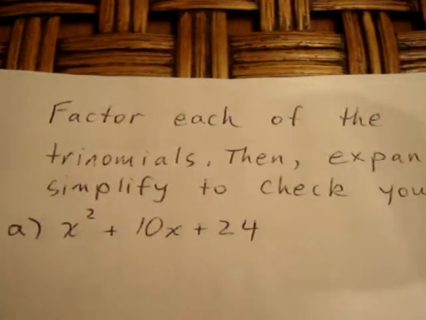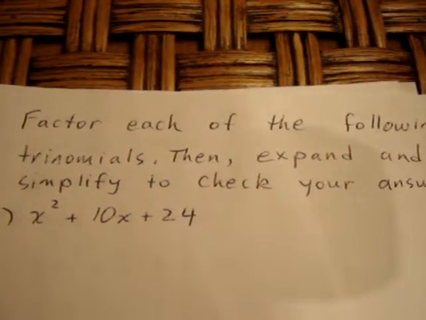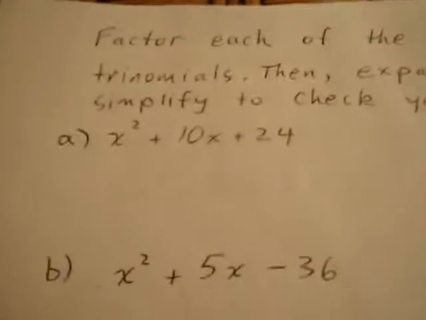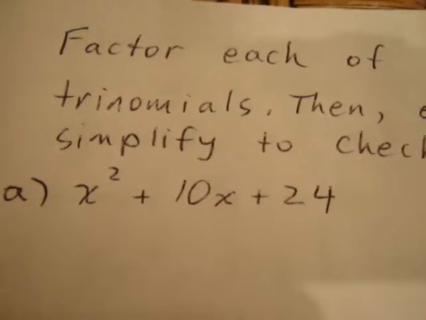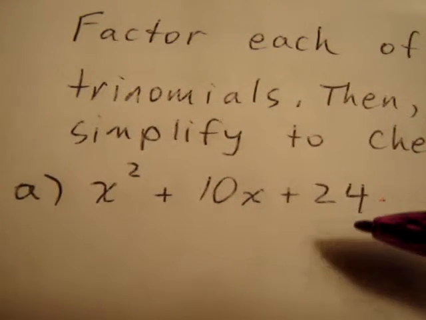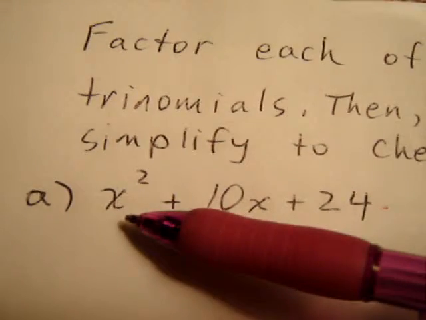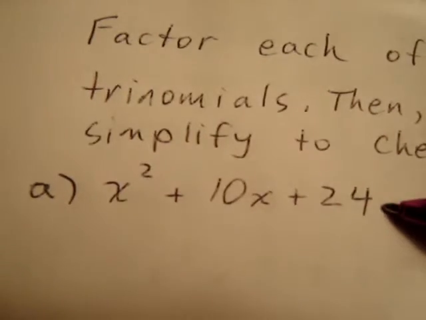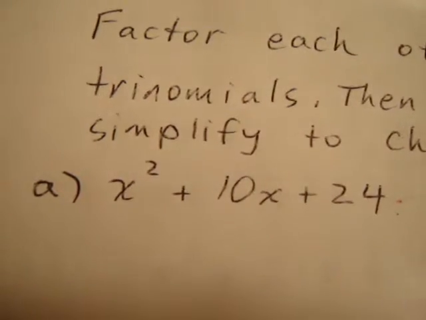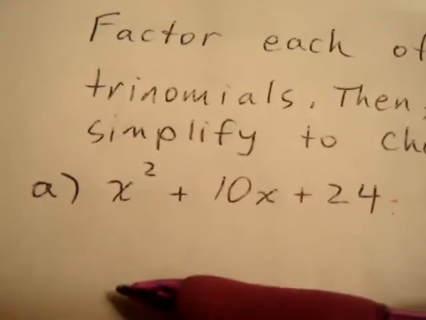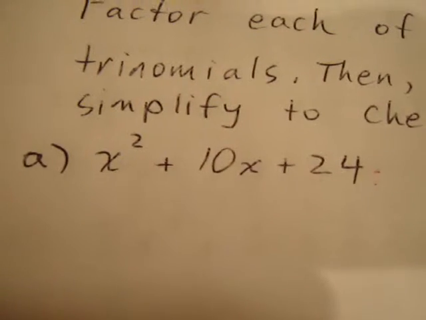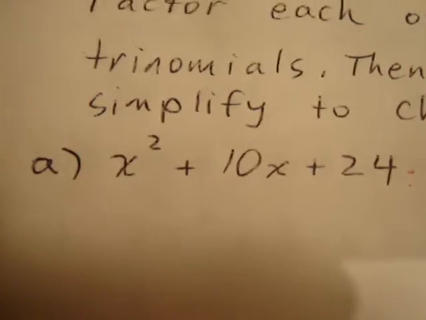Now in this question we're going to factor each of the following trinomials, and then we're going to expand and simplify to check our answer. Well, if you look at this polynomial, it has three terms, and none of the terms have a factor in common, so we can't common factor them. In other words, the 24 term doesn't have an x, and these two terms each do, so we can't factor out an x. And the leading coefficient is a 1, and so we can't factor anything from 1, 10, and 24. So what we're left with is trinomial factoring.